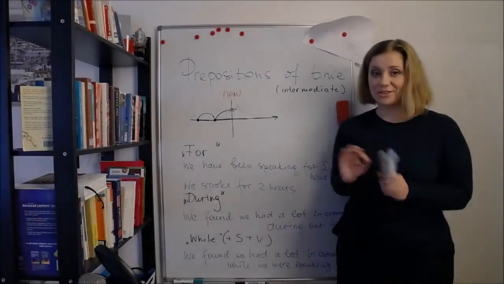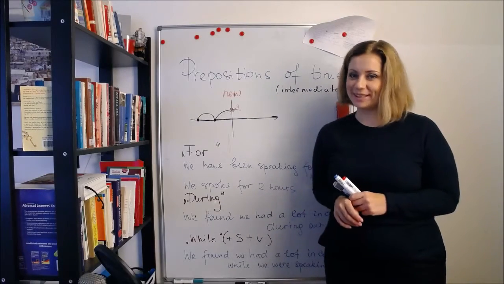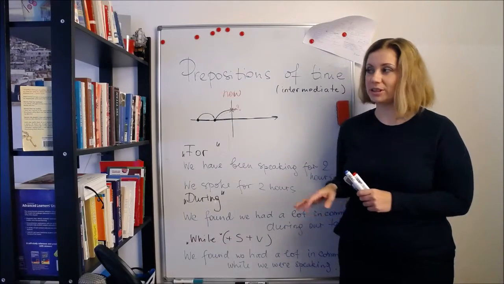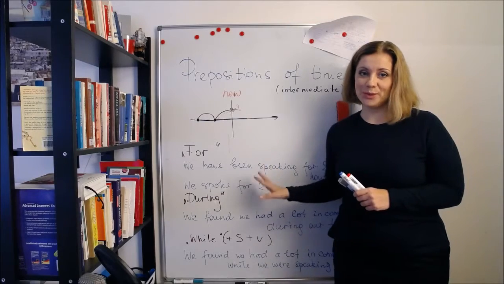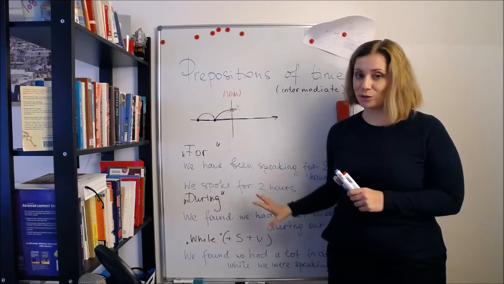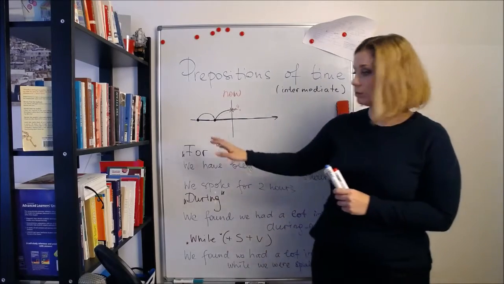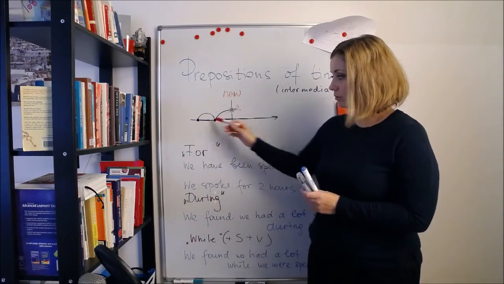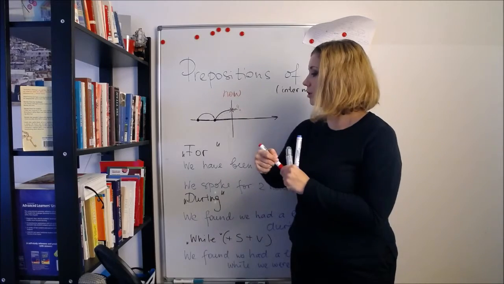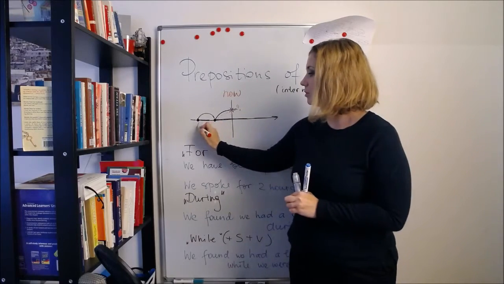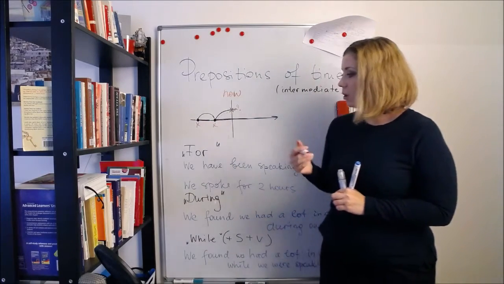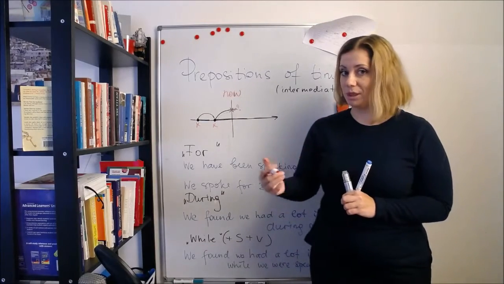Okay, and now the trickiest ones. Okay, so I hear so many mistakes about this, so I recommend you to pay attention to this particular part. Okay, so we learned how to say about the moment of the beginning, the initial moment, and then the final moment of the action. And now when you want to say what's in between.